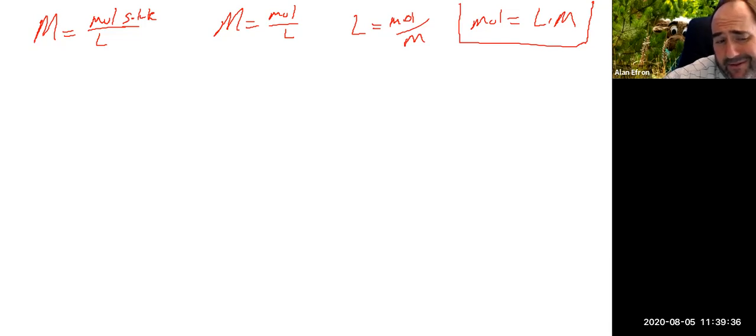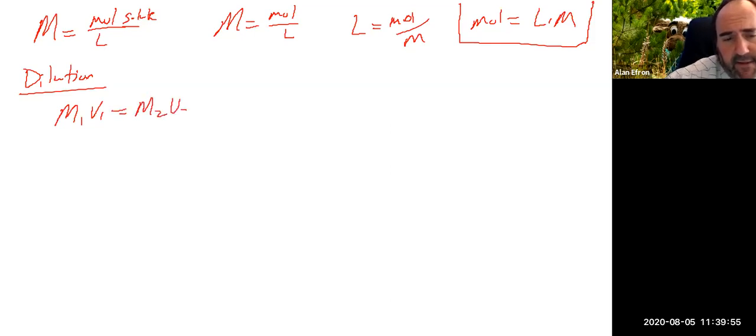We also talked about dilution. Dilution is when you take something that has a higher concentration and most of the time add more solvent, so more water molecules, and it lowers the concentration. And there is a dilution equation, which most people use as M1V1 equals M2V2. Again, here, sometimes people will just use a more generic term, like C1V1 equals C2V2. C just means concentration.